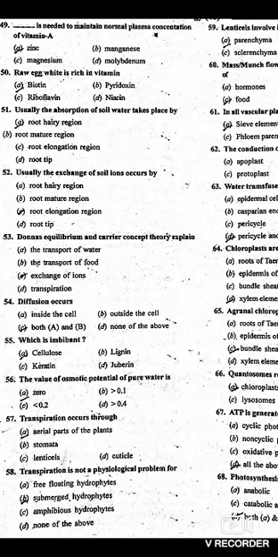51, usually the absorption of soil water takes place by option A, root hairy region. 52, usually the exchange of soil ions occurs by root elongation region. 53, Donnan's equilibrium and carrier concept theory explain, option C, exchange of ions. 54, diffusion occurs, option C, both A and B, inside the cell or outside the cell. 55, which is imbibant, option A, cellulose. 56, the value of osmotic potential of pure water is 0, option A. 57, transpiration occurs through, option A, aerial parts of the plants. 58, transpiration is not a physiological problem for, option B, submerged hydrophytes.